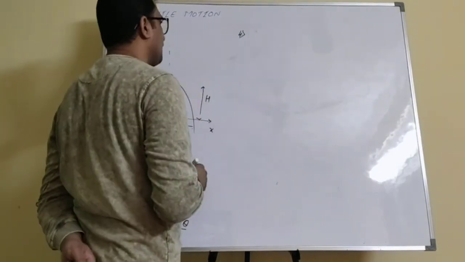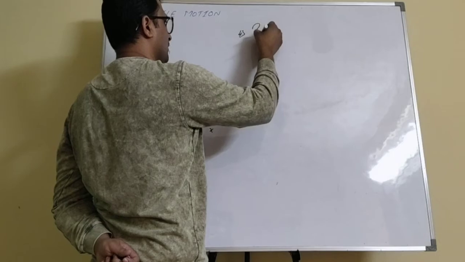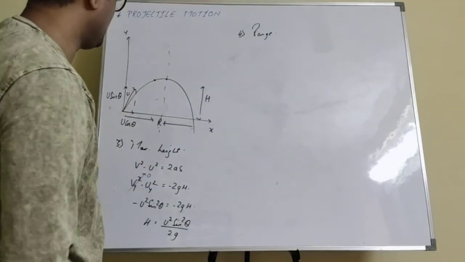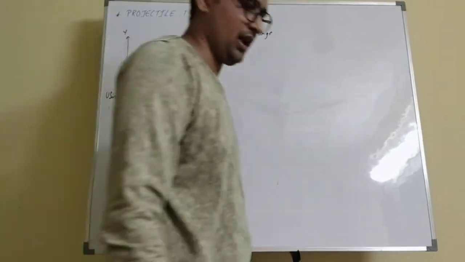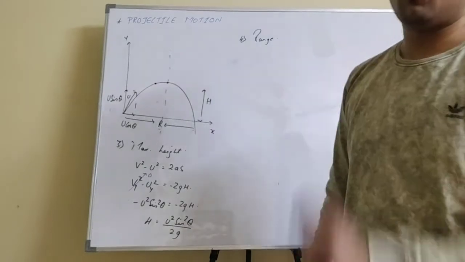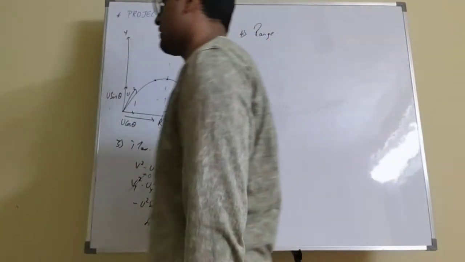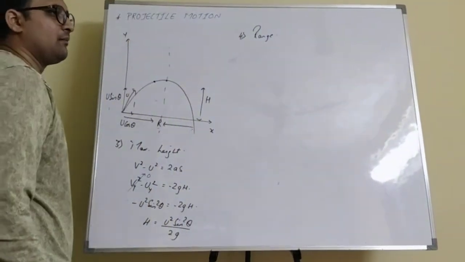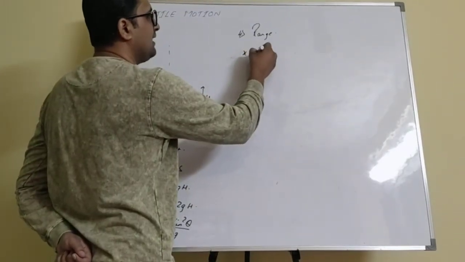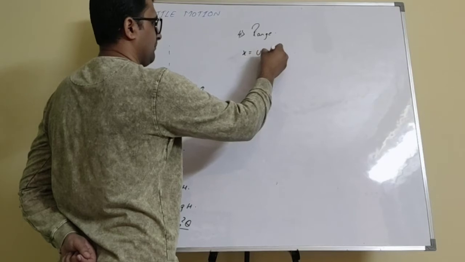Then after this, range. Okay, calculating range is really easy. Range means distance in x direction, along x direction. Will we use equations of motion? No. Why? Because there is no acceleration. So what do we use? Simply speed equals distance upon time, or distance equals speed multiplied by time.